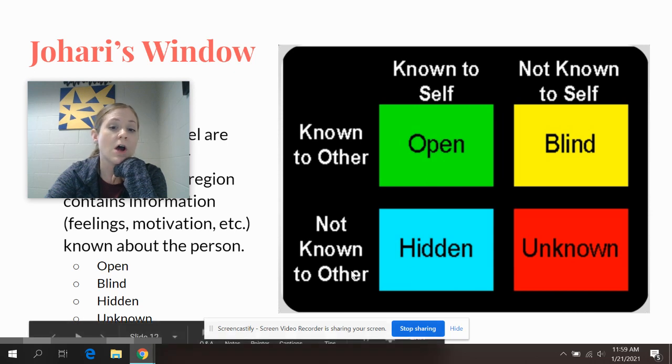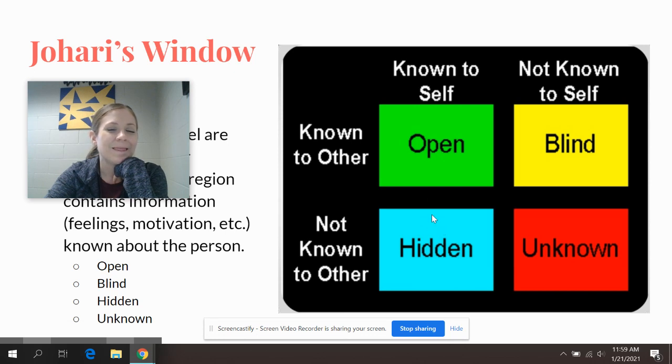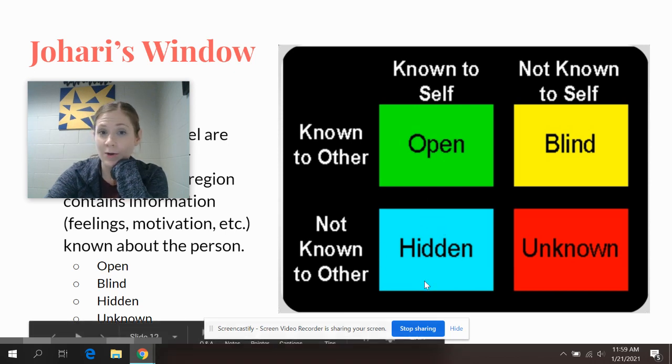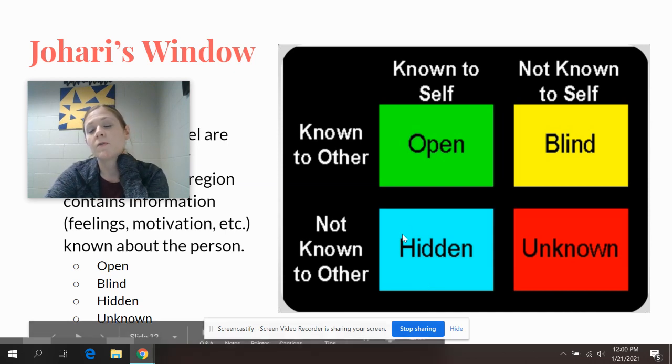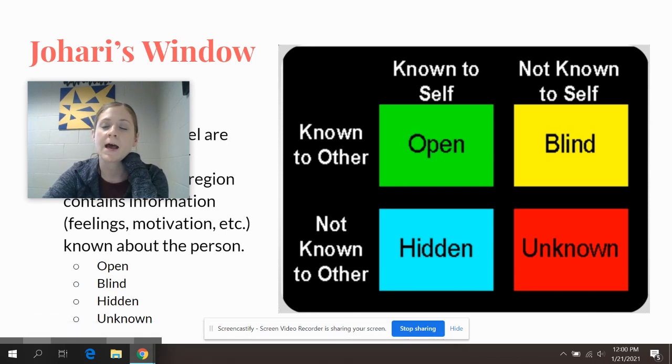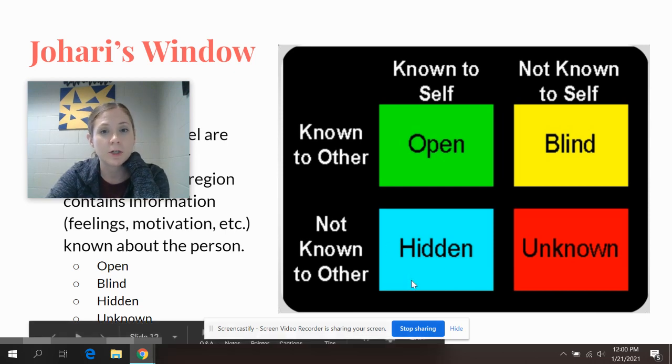Hidden quadrant, not known to other people, but I know it about myself. So this hidden quadrant, these are things that I know about me that you do not know about me, that I probably am not willing to tell you. They could be little things or they could be really big things. So for my hidden quadrant, I'm going to use something easy. I know that I get really anxious when I have to talk to a large group of people bigger than a class size. You probably don't know that, but that would be in my hidden quadrant.